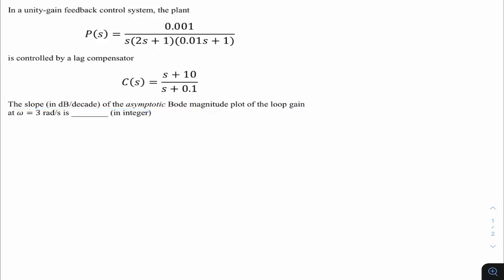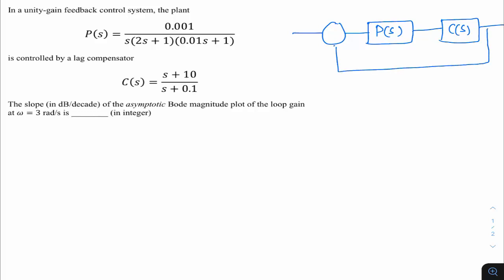Okay, so the situation is something like this. We have a unity gain negative feedback system. It means we have a plant P of S, and along with this you have the compensator whose transfer function is C of S. So this is the typical scenario. By default we are taking negative feedback. The transfer function P of S is given, C of S is given, and what you are supposed to find is the slope in dB per decade of the asymptotic Bode magnitude plot of the loop gain.